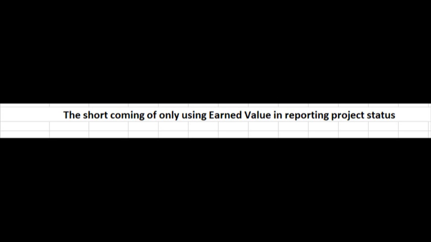Earned value is a wonderful way to keep track of project status, but it doesn't come without problems. It can, at times, be misunderstood by both project managers and by sponsors, stakeholders, the folks who are either funding or working with the project. Let's look at an example of where only using earned value can misstate the actual execution. Let's look at some project data.